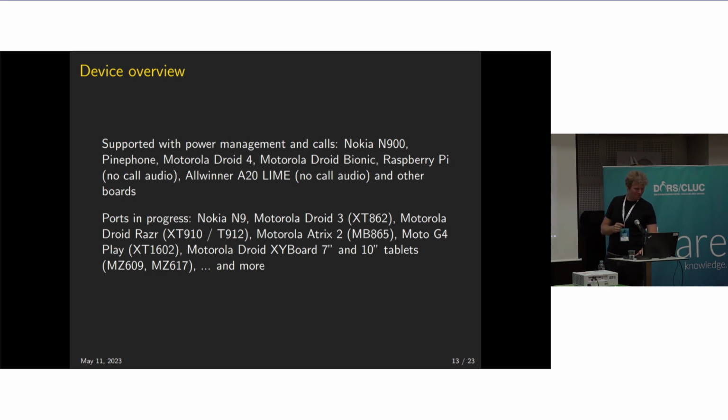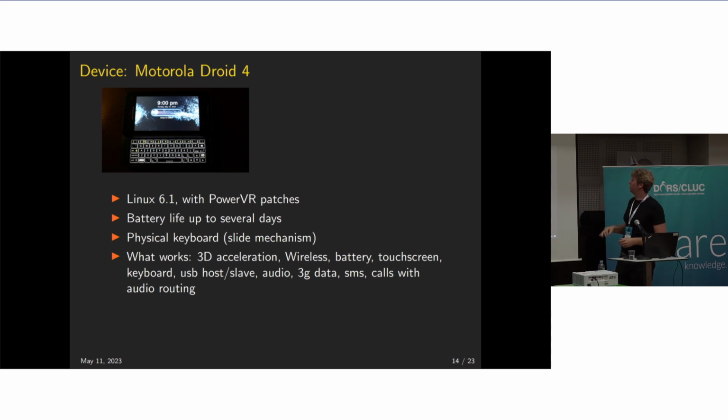But everything else works. Okay, I'll very briefly go over some of the devices so you can get an idea what they look like. Of course, I've held them up a couple times, and you can check them out upstairs. But basically, this is a Droid 4. This is, I guess, our most well-supported device because all developers use it regularly, and it has a keyboard, so that's kind of nice. They're like $20 on eBay. They're quite cheap. It runs Linux 6.1 with additional 3D patches. Battery life is several days. Well, I've talked about the keyboard, and basically everything that you would want really works. So 3D acceleration, wireless, battery, touchscreen, keyboard, etc.